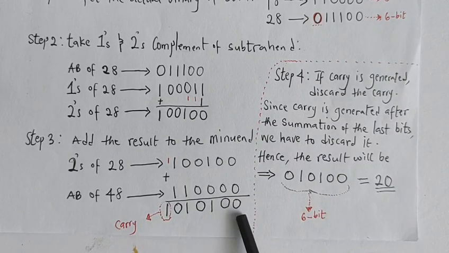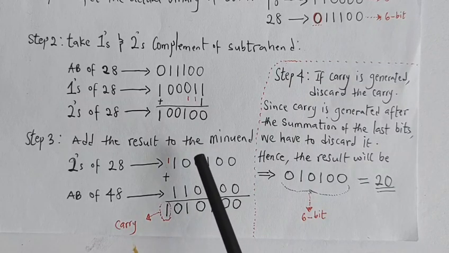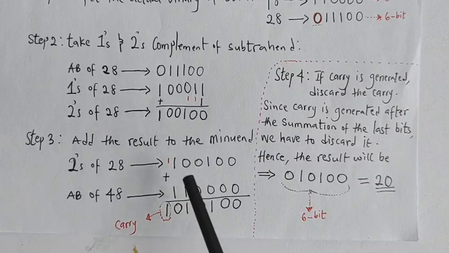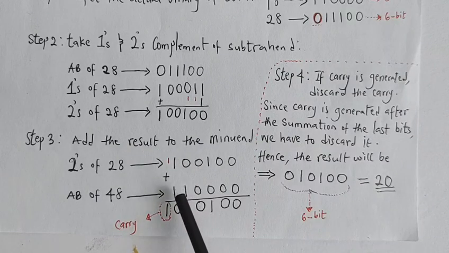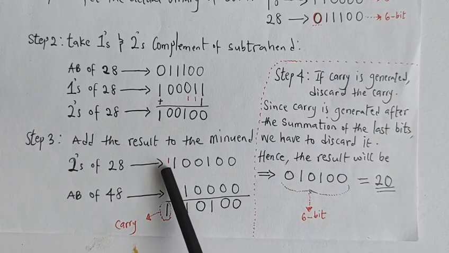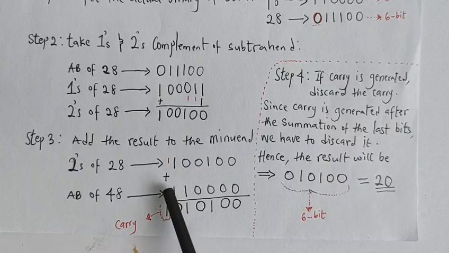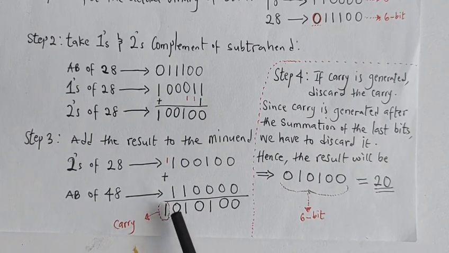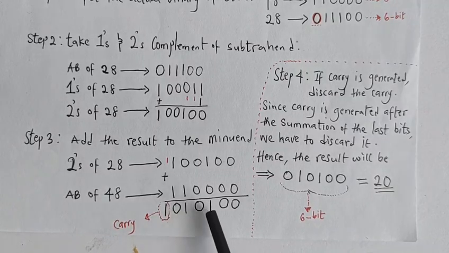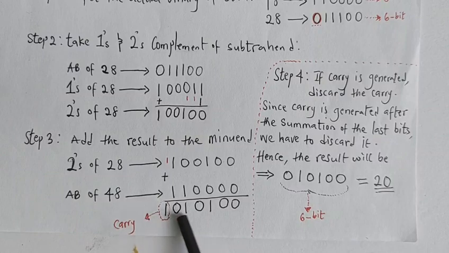Now let's carry out the summation. 0 plus 0, 0. 0 plus 0, 0. 1 plus 0, 1. 0 plus 0, 0. 0 plus 1, 1. 1 plus 1, we're going to have 0 with a carry. The red ink here indicates the carry. Since you don't have anything at this point, you just bring down the carry. You have 1, so you're going to have 1, 0, 1, 0, 1, 0, 0. In this case, a carry is generated after the final result.